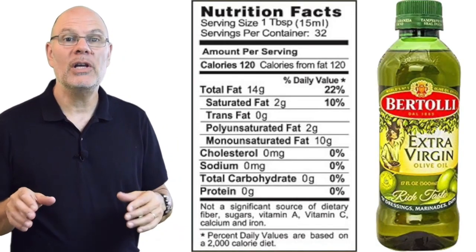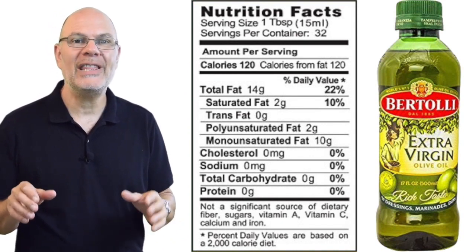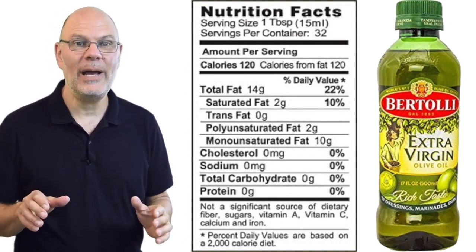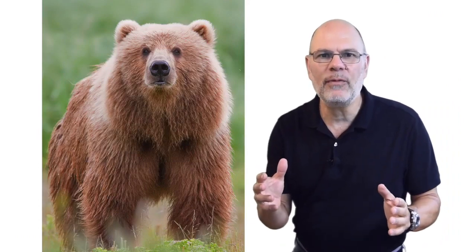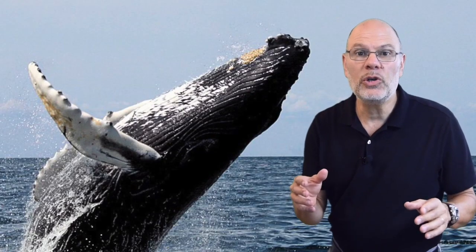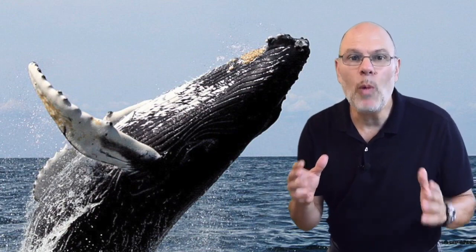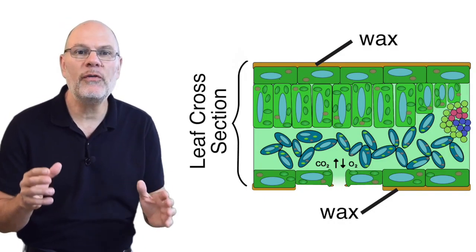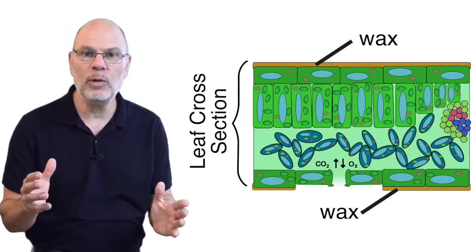That's why fats and oils have more food energy than any other type of food, 9 calories per gram. That's why bears fatten up for the winter. Fats and oils are also used for insulation, and that's why whales have a lot of fat. Waxes are used for waterproofing. The surface of every leaf is covered with wax.